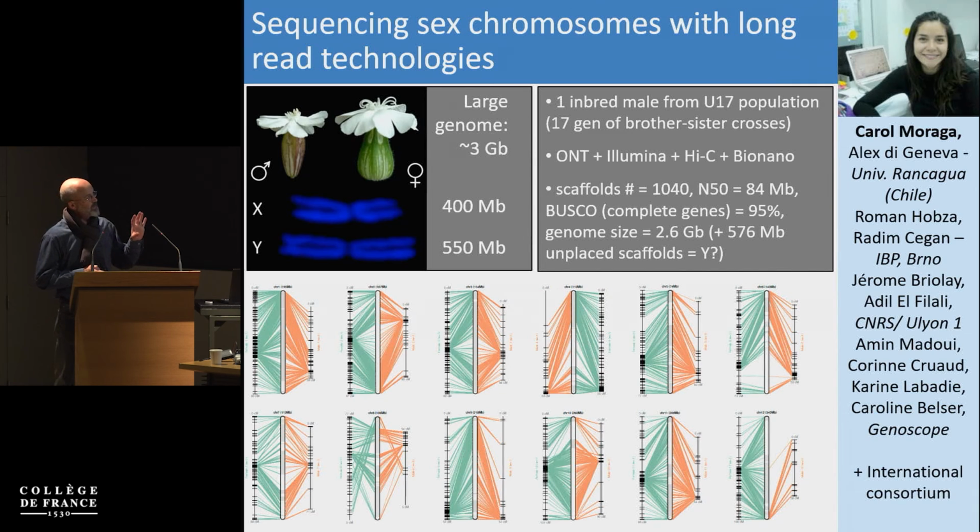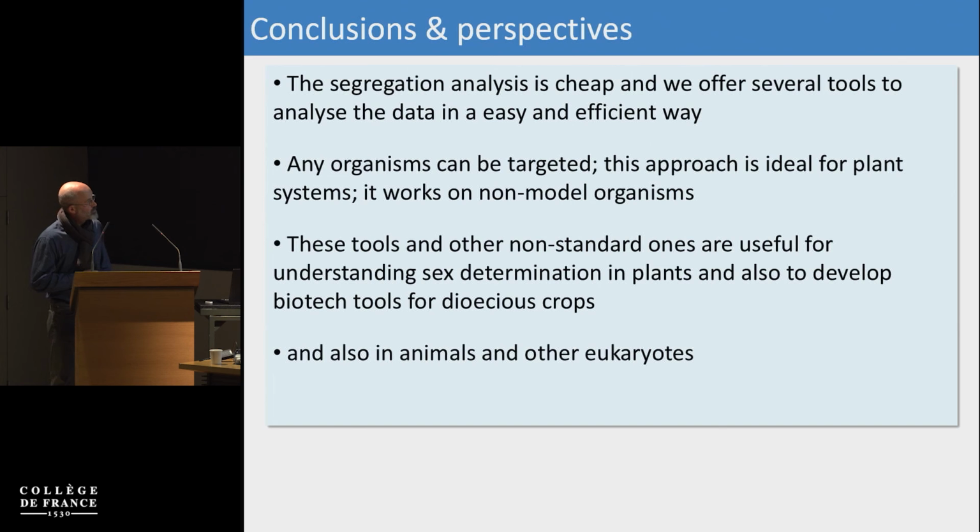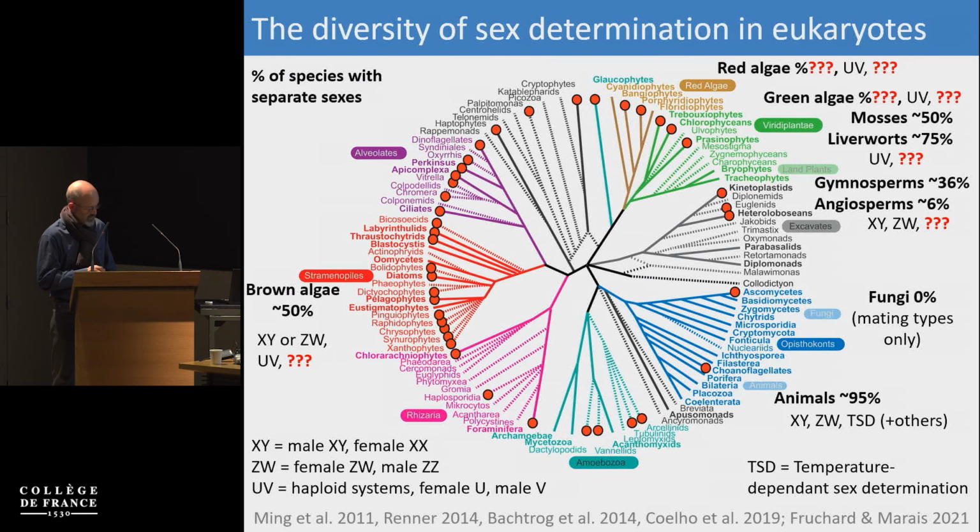So long reads give nice results, but this is not a fast and cheap experiment, right? So you cannot do that with little money and in a little amount of time. So if you want to do some comparative analysis, the other methods, they are still useful. And also to get the first information on sex determination in non-model organisms, it's very useful.